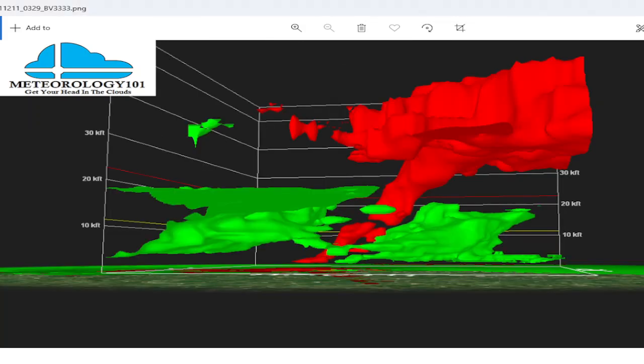So here's another structure on the base velocity of that storm, and you can see that thing is just all the way up to 60,000 feet with the velocities. But the vortex, that's going over 30,000. So anything that got caught in that vortex just got sucked up, at least to 30,000 feet. So that was the structure of that. It's pretty cool.